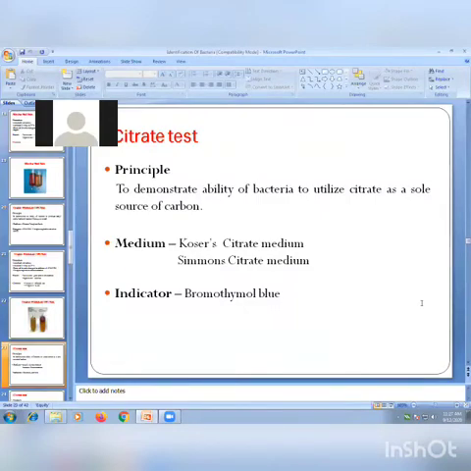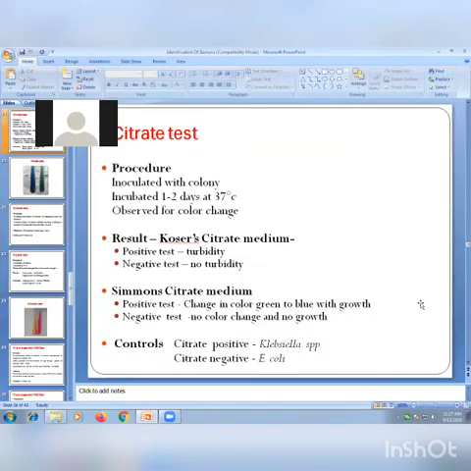Here we use two types of media, either liquid media or solid media. In early days we used liquid media, but nowadays we use solid media. Koser's citrate medium is a liquid broth, and Simmons citrate medium is a solid medium. The indicator we use is bromothymol blue. In solid media, the indicator is present. You write this down, very important. Bromothymol blue indicator is present.